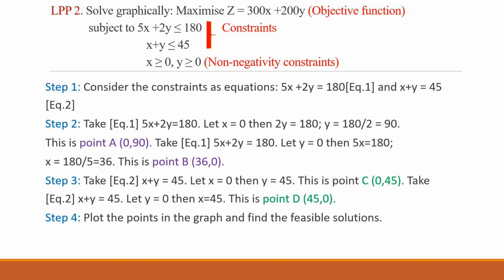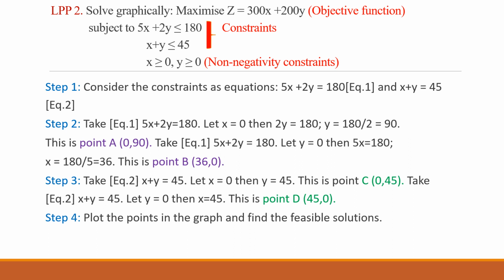Take the same equation 1, substitute y as 0. We get 5x equal to 180. So 180 by 5 gives you 36. So this is your point B, 36, 0. Step 3. Take equation 2, x plus y equal to 45. X is equal to 0 and the y value we get is 45. So the point C is 0, 45.